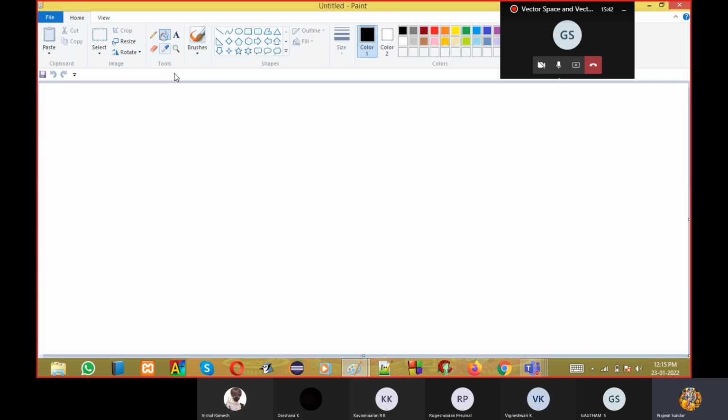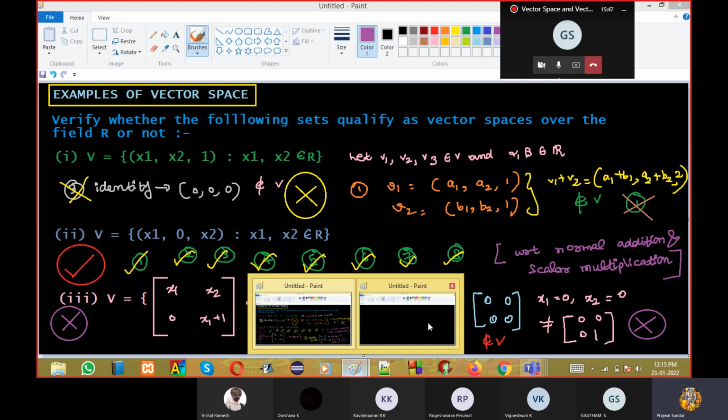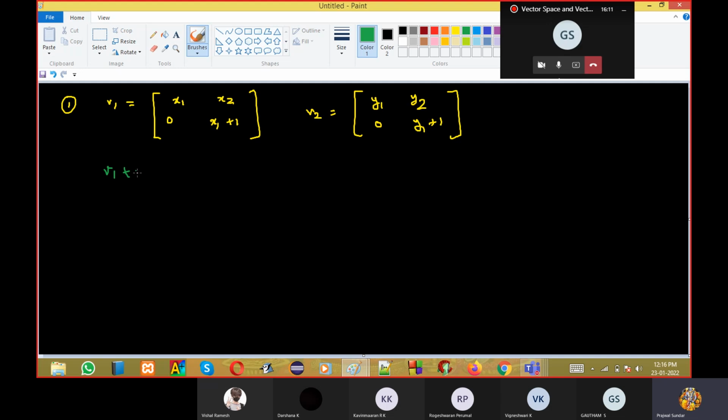But anyway, I was thinking again about what Gautam said, so I'll explain it. Taking condition 1, you take vector 1 as x1, x2, 0, x1 plus 1. Vector 2 I'll take as y1, y2, 0, y1 plus 1. Now I will add both these vectors and check whether the resultant vector is part of the vector space. v1 plus v2 will be x1 plus y1, x2 plus y2, 0, and x1 plus y1 plus 2.